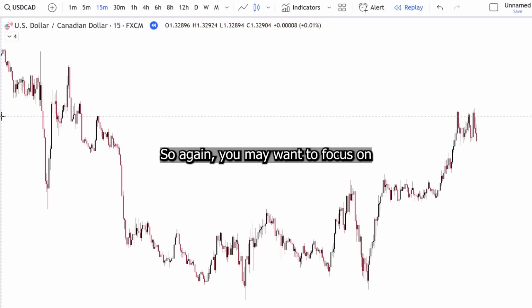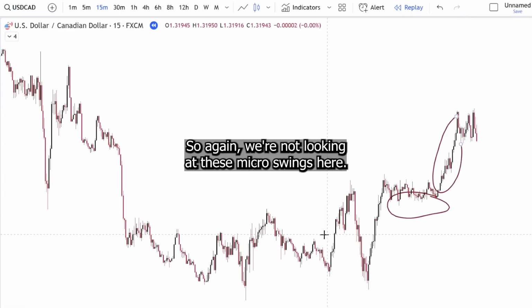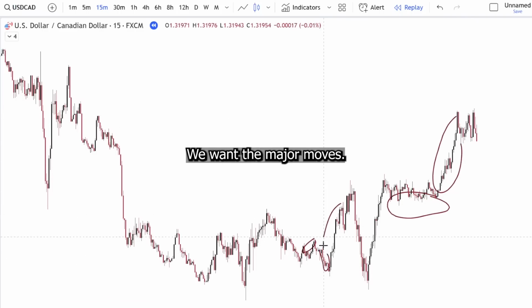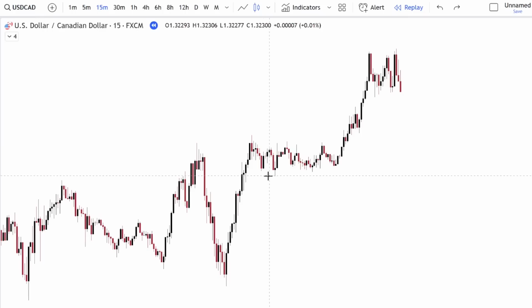So again, you mainly want to focus on pinpoints, origins that force an entire move. So again, we're not looking at these micro swings here that make these micro moves. We want the major moves. So what do we have here? This is the lowest point surrounded by another swing low and another swing low, which makes this our major swing. This would be one of our liquidity levels.